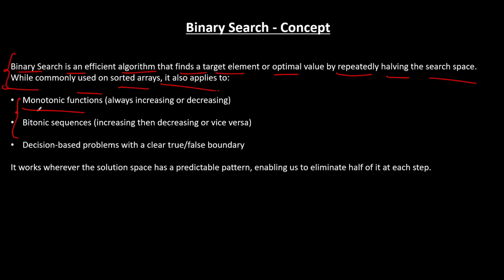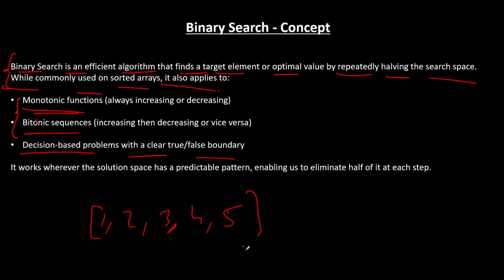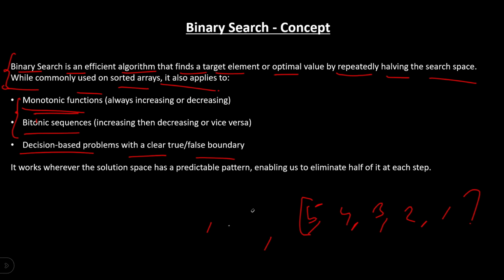So you could see here, it comes in monotonic functions, bitonic sequences, and decision based problems with a clear true false boundary. Monotonic functions means increasing or decreasing, which basically means you have a sorted array in clearly increasing or strictly increasing manner. Or decreasing means that the numbers are strictly decreasing, 5 4 3 2 1, whatever, right? So that is a monotonic function, a range in which you will use binary search.